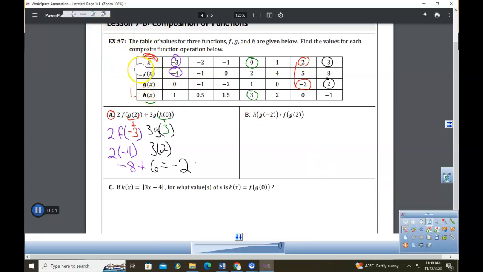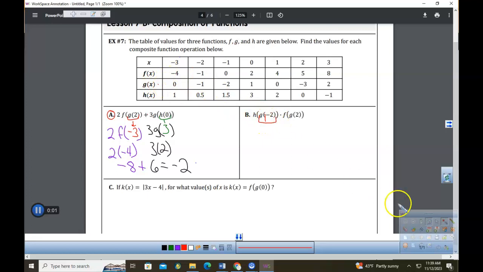All right, let's see another one. Maybe I'll use a highlighter this time. So first thing I'm going to do is h of g of negative 2. Not again. So g of negative 2. So I'm looking at g, and when I plug in negative 2, I get negative 1. So now I'm going to do h of negative 1.